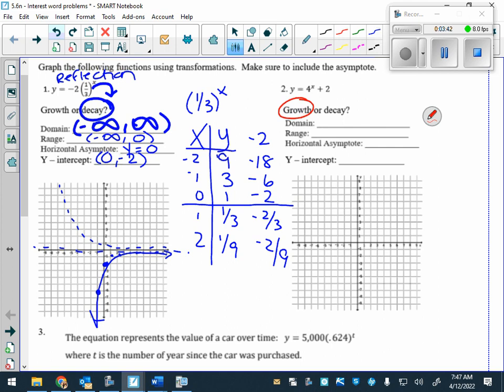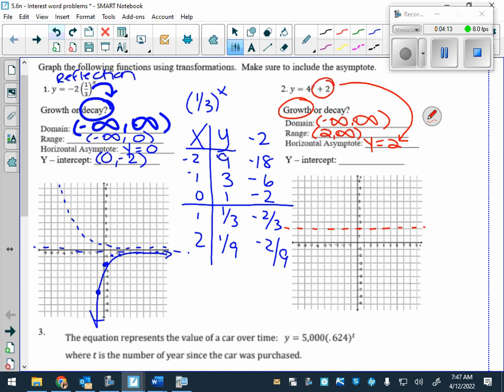What is our domain? Chris? Negative infinity to infinity. What is our range? Luce? 2 to infinity. Excellent. Horizontal asymptote. Eva? Y equals 2. Good. So if you notice, again, horizontal asymptote and the range have the same number because you have the plus 2.